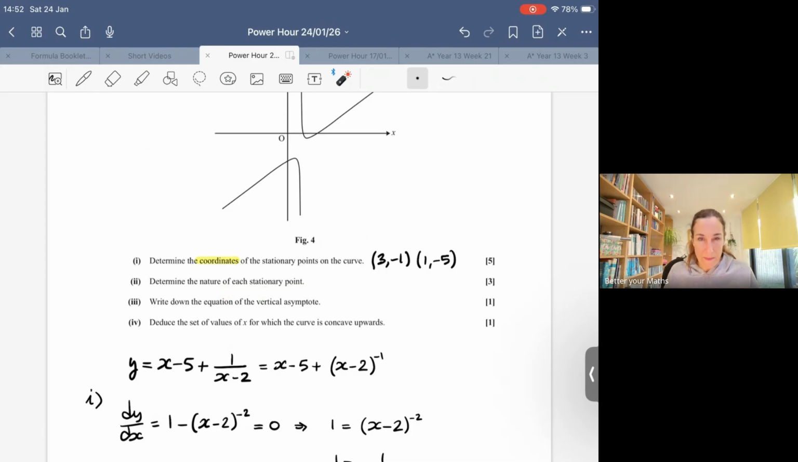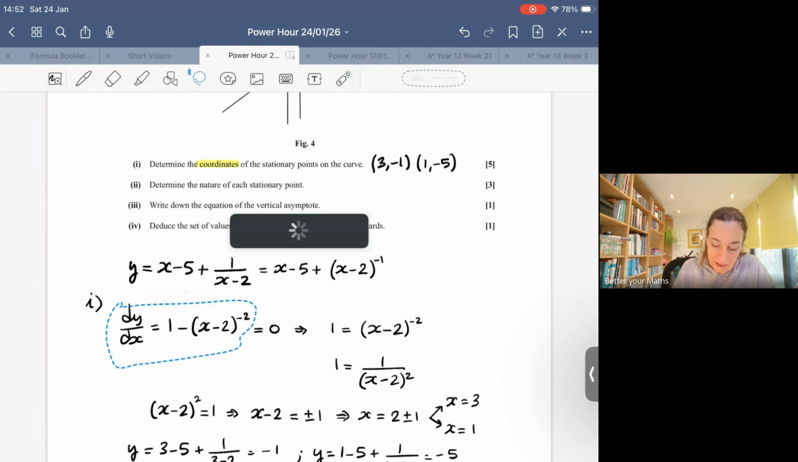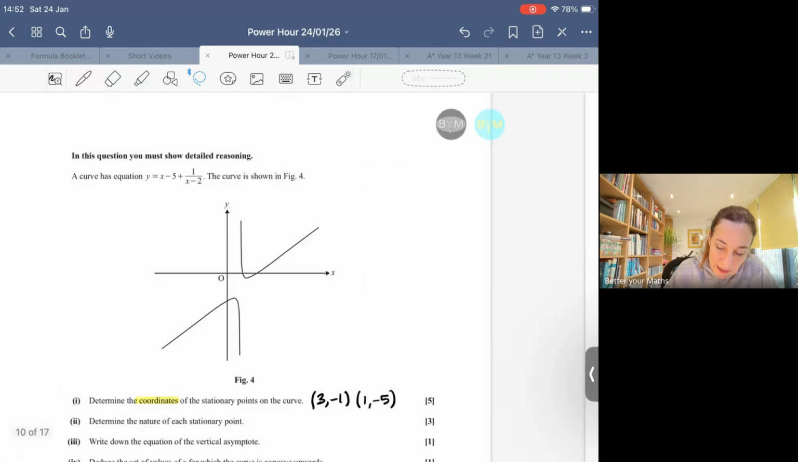What are they asking me? They're asking me if they are maximums or minimums. So can you all tell me in the chat what I'm going to do to decide if they are maximum or minimum, please? What I'm going to do? Differentiate again. Exactly, I'm going to differentiate again. I have my first derivative, so let's differentiate again, and then we decide what they are, yeah?